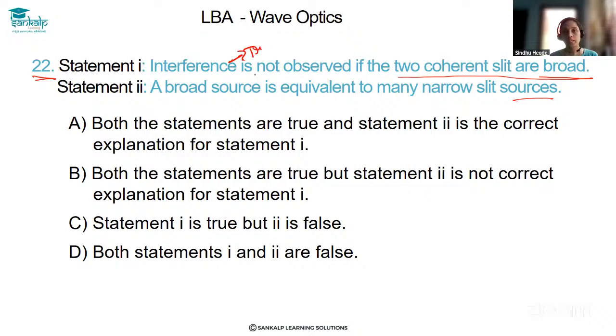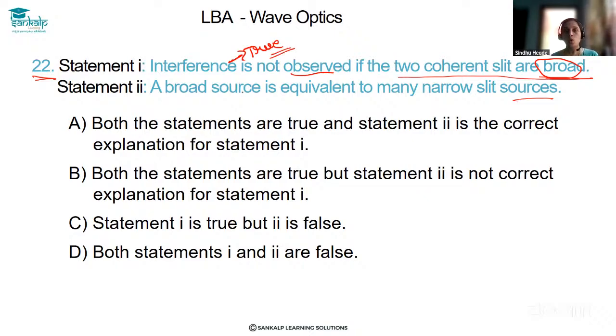This is a true statement. Why? Because for clear interference fringes to be seen, the source must be narrow. The source must be narrow, then we can see the clear interference fringes. Otherwise, we cannot see the clear interference fringes. If suppose the slits are broad, the interference is not clearly observed. We cannot observe the interference clearly. So, the statement is true.